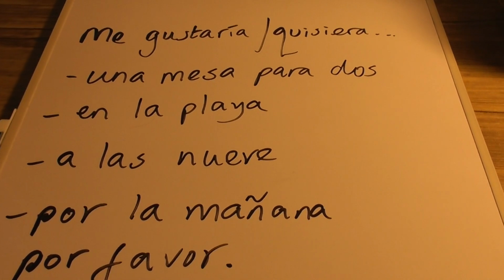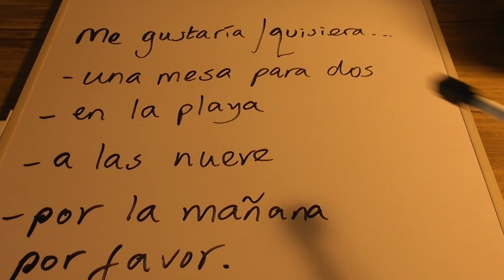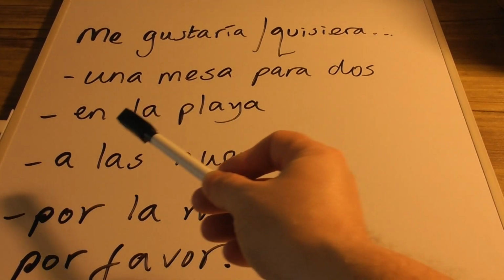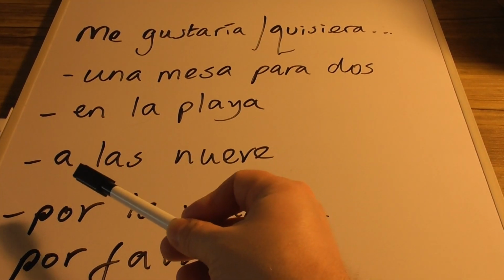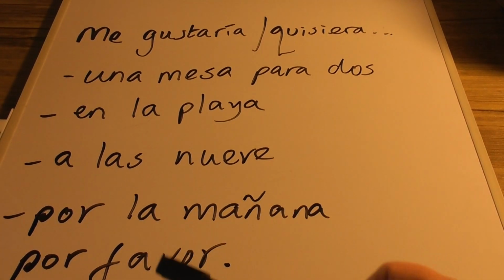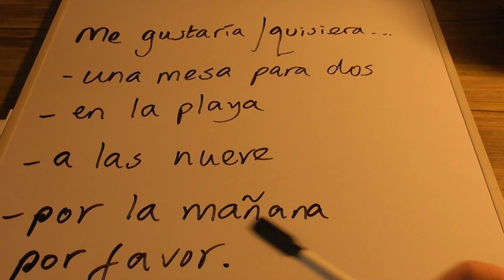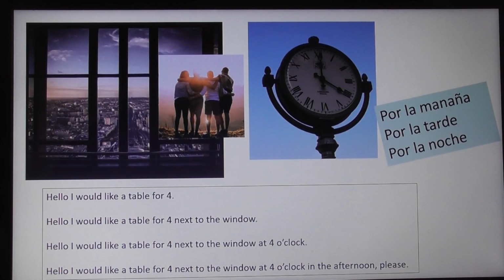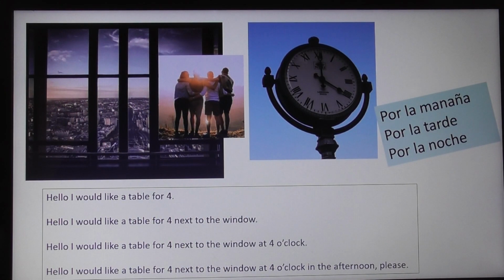And for each step you answer, you're going to start off with the usual hola, me gustaría o quisiera, followed by una mesa para 2, followed by en la playa, and then you're going to add a las 9, and then you're going to add finally por la mañana, por favor. And try this one for me. Good opportunity to pause the video, come back to you with the answer.